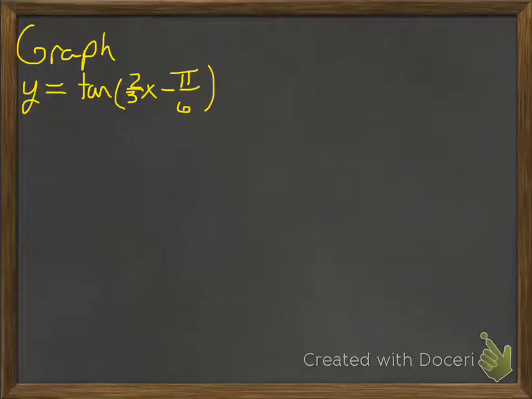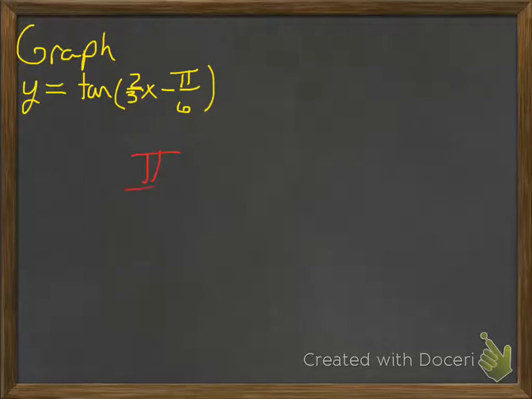Alright, graphing y equals tan of 2/3 x minus pi over 6. We need to get it in the form k times x minus some stuff. So we're going to have to factor out that 2/3. And when I factor out that 2/3, I'm going to have to divide each thing by 2/3.